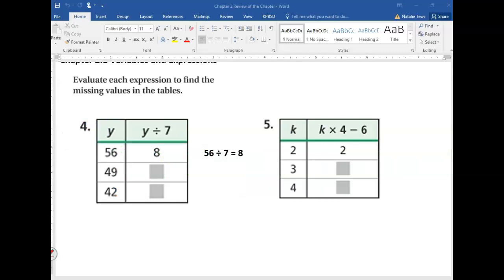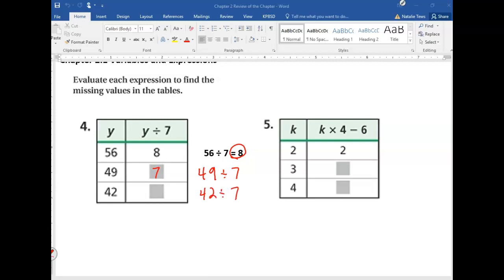Alright, so I want everybody to check their number 4. So flip back to number 4 and see if you did it correctly. Okay? On this one, notice their expression is 56 divided by 7. So the next one will be 49 divided by 7. I don't need you to put the equals because I just want an expression. So 49 divided by 7 is 7.